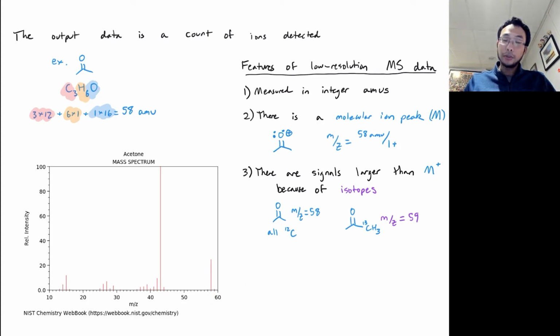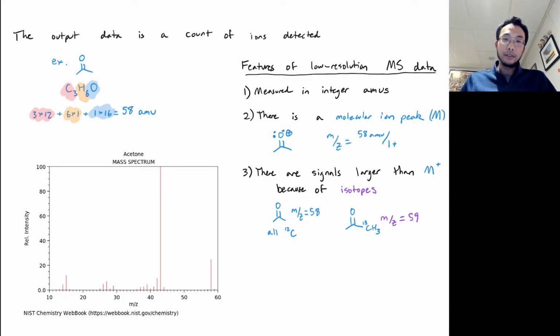Of course, it could also be a molecule where, let's say, all the carbons are still carbon-12s, but the oxygen was oxygen-17. Or it could be that only the hydrogen, instead of being just 1 proton, was deuterium, or the twice as heavy isotope of hydrogen. Either way, it was some isotopically different version of acetone that is contributing to this signal.